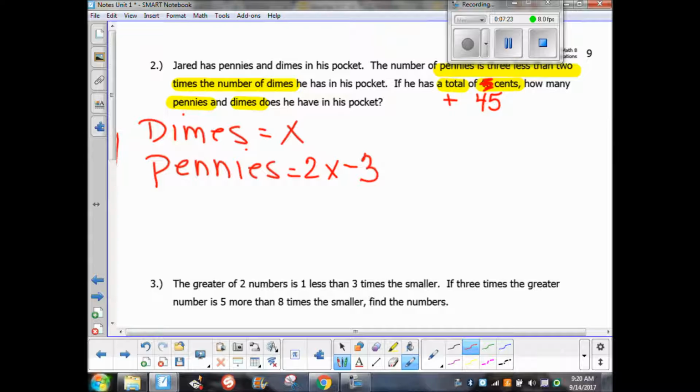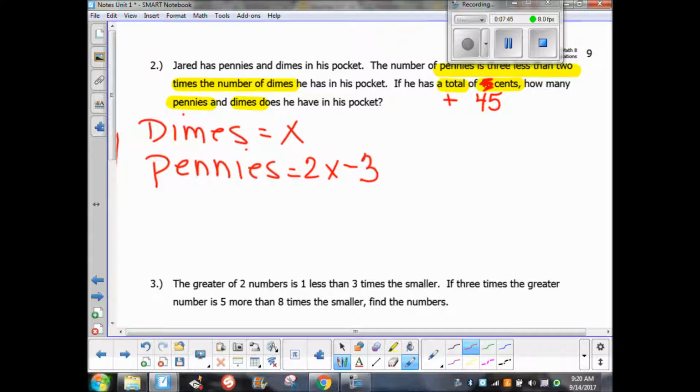But now be careful here. Does he have 45 coins in his pocket? He has 45 cents in his pocket. So we got to think about, what's the value of a dime? 10 cents, right? What's the value of a penny?